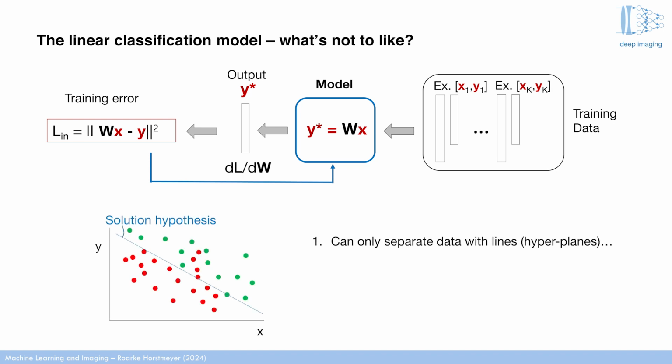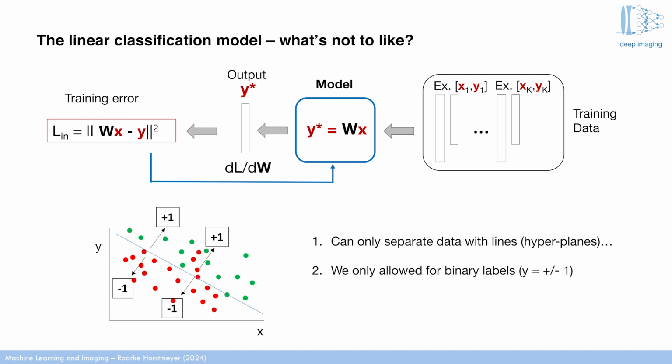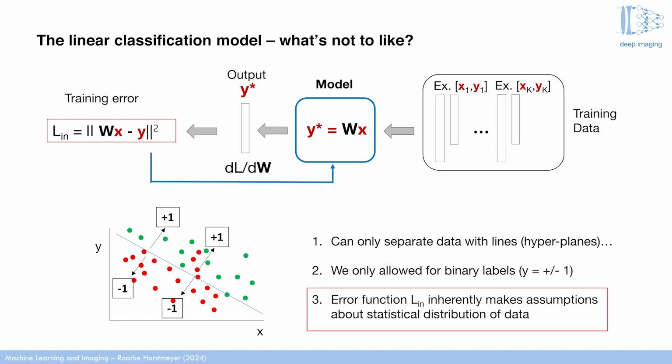In linear classification, you can only try to separate your data with lines, right? Or planes or hyperplanes, really, in these higher dimensional spaces that we'll actually be working in. Okay, so what are some other issues, not just with linear classification, but with our problem setup that we just established? We only allow for binary labels. And then the third is we have an error function.